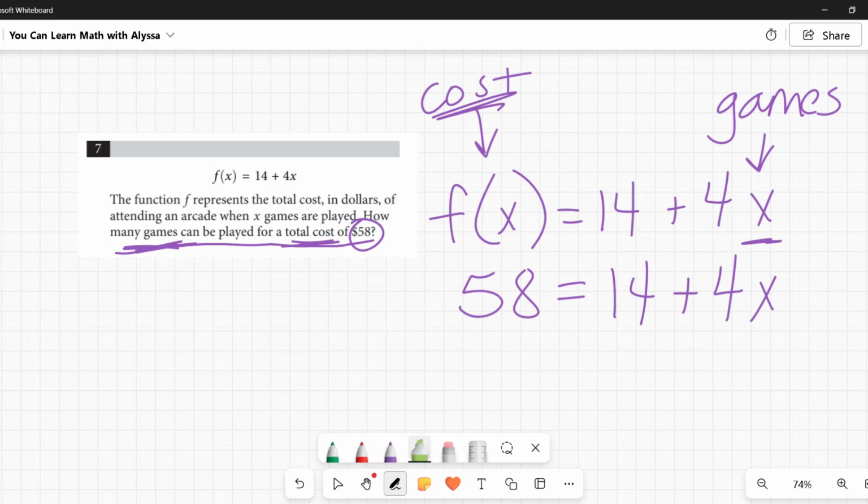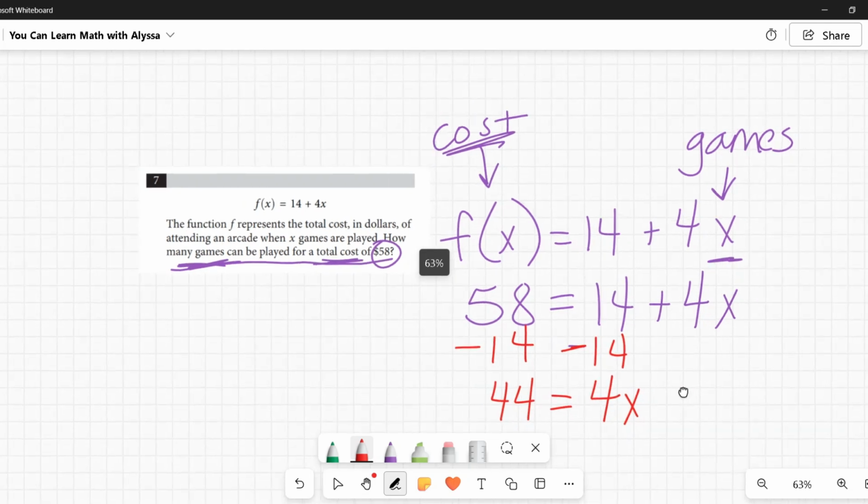So undoing what's been done to x: it has been multiplied by 4, and then 14 was added to get 58. So let's undo that in reverse. First, let's get rid of that 14. 14 is being added, so let's subtract it. That's the opposite. We need to do that to both sides to keep it even. On the left, 58 minus 14 is 44. On the right, I still have that 4x left.